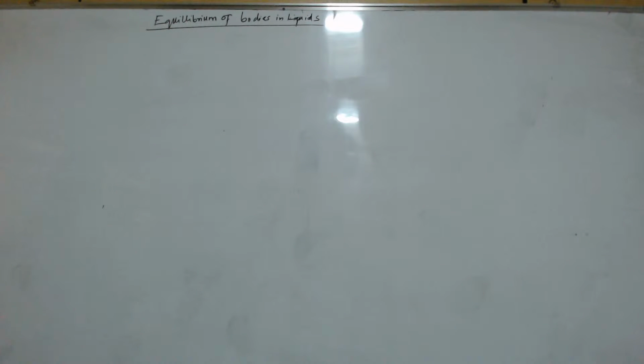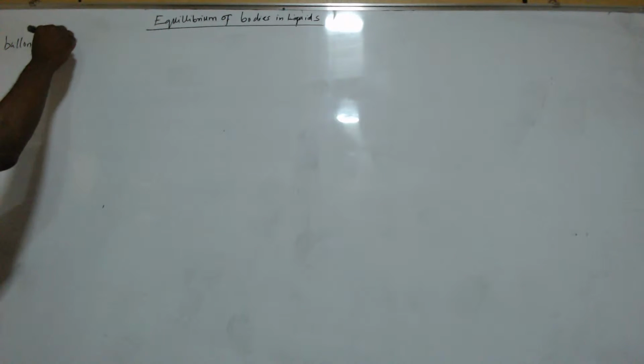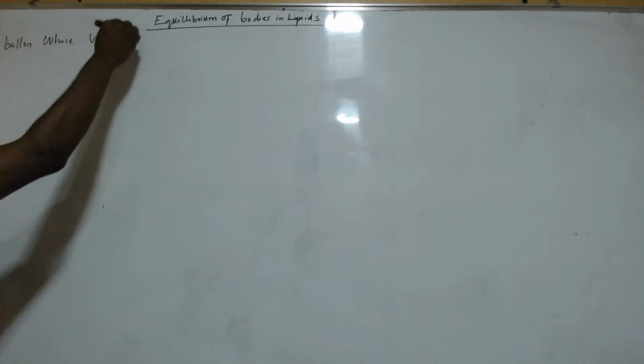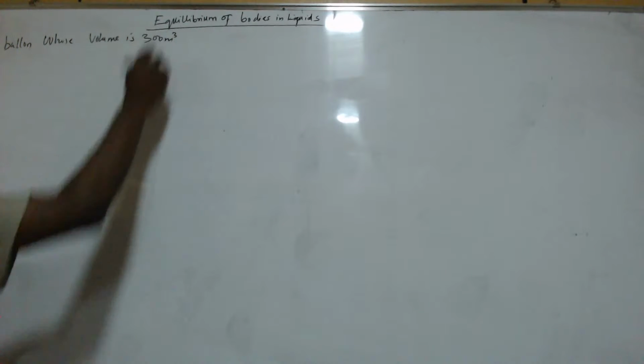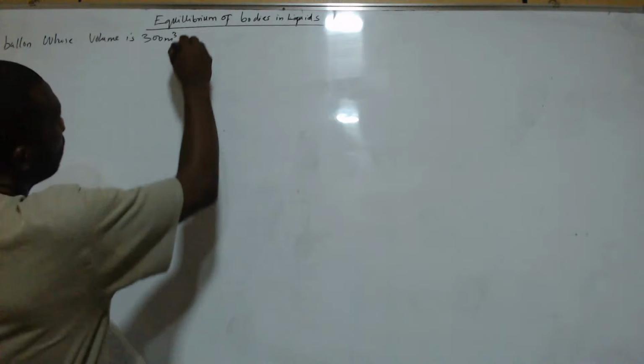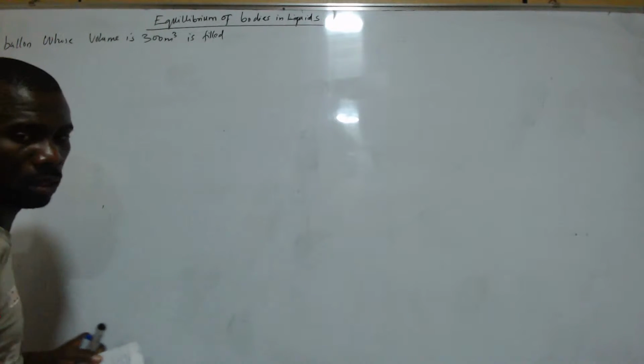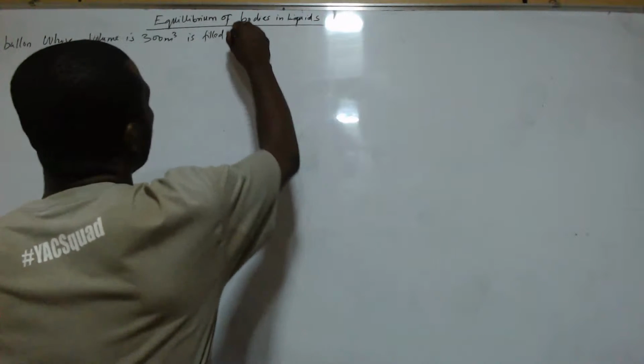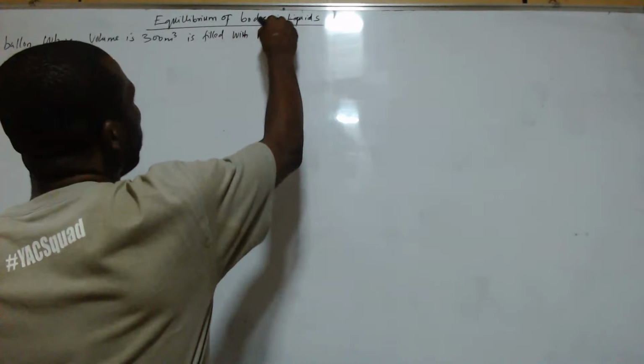Let's start. A balloon whose volume is 300 meter cube is filled with hydrogen.